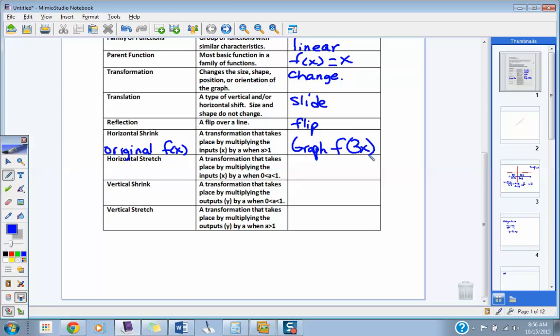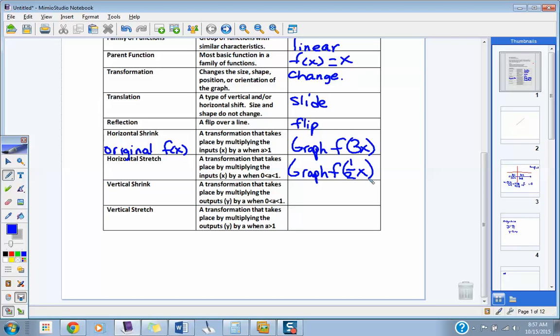Then they talk about horizontal stretch. Instead of something shrinking horizontally, something that would widen out like this horizontally would be considered horizontal stretch. And that is a transformation that takes place by multiplying the inputs x by a value between what and what, guys? 0 and 1. So like a fraction, part of a whole, if you will. So I might say graph f of, how about a fraction between 0 and 1, gang? 1/3 x. Okay. Let's go 1/2 x. Perfect. And I think that when we get to the examples and decimals here, this will start to make a lot more sense.